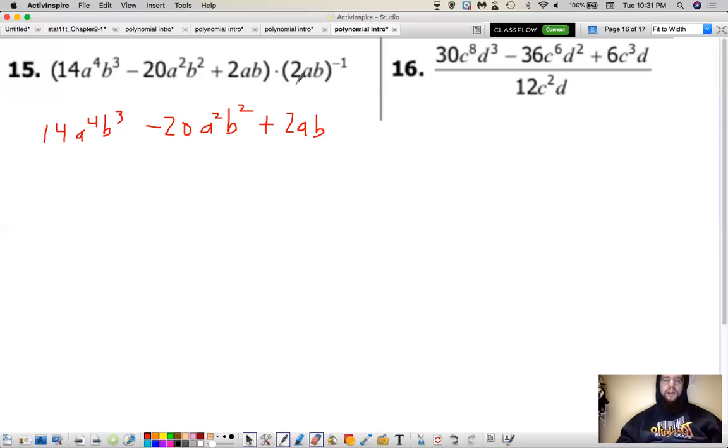Now, all of these are going to be over 2ab because we're just reciprocating this, right? This is going in the denominator. So all of this is over 2ab. Now, I'm not a fan of writing, so I am going to take a shortcut here. I'm going to go ahead and split it up. If you need to write a whole other step, write a whole other step. It depends entirely on you as to what you need.